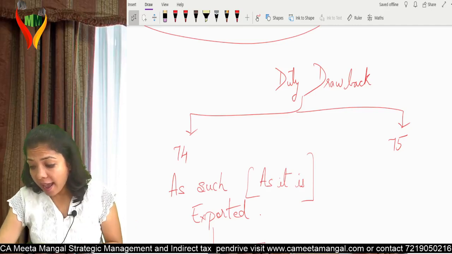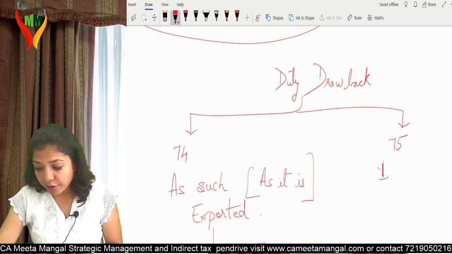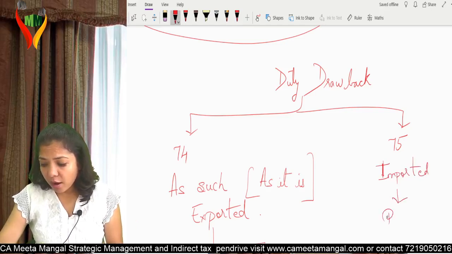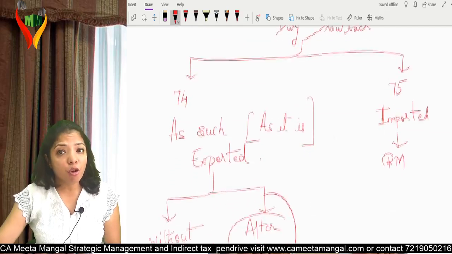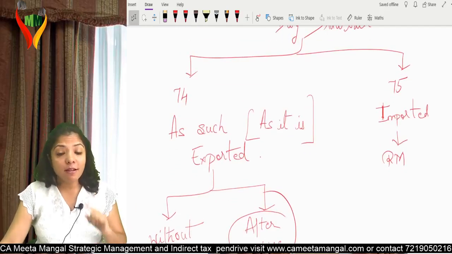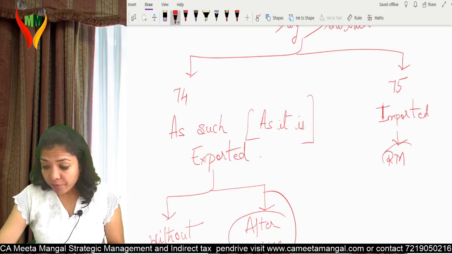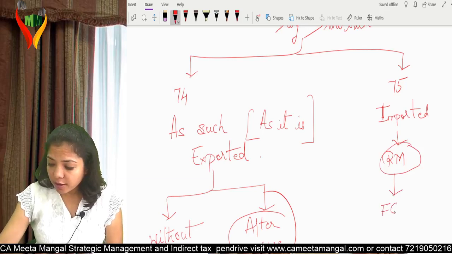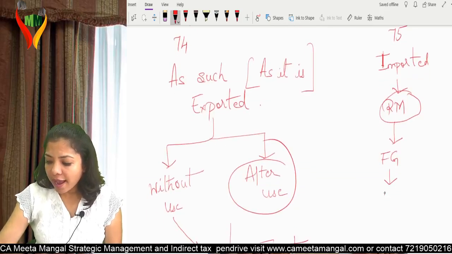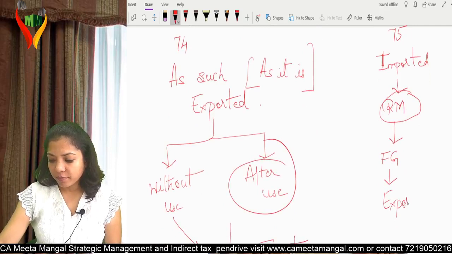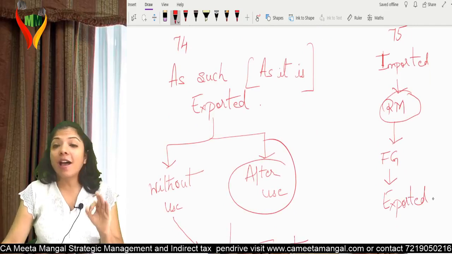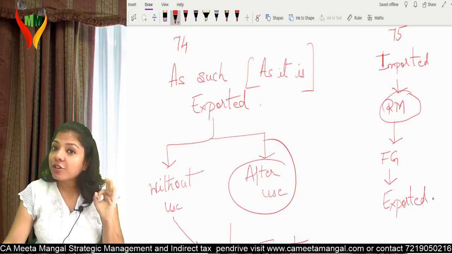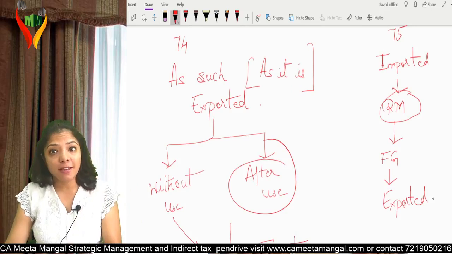74 clear? Now what is 75? 75 says that I have imported something, in a better way I can say I have imported raw material. On import of raw material, I have paid import duty. Then this raw material I have converted into finished goods, and this finished good I have exported. Section 75, the form changes. I hope you're getting my point.